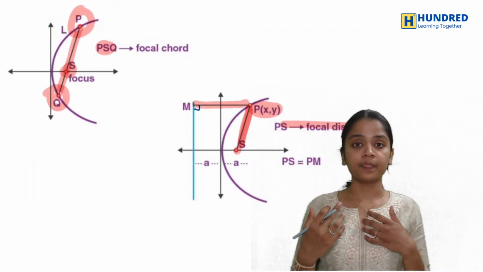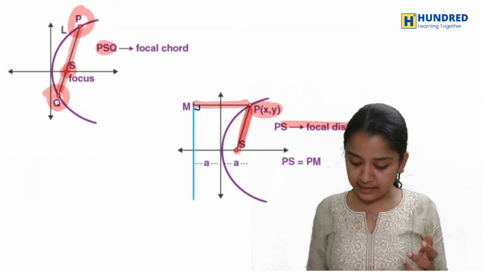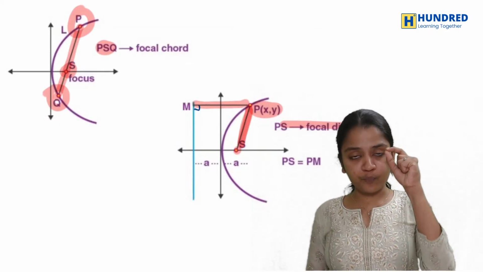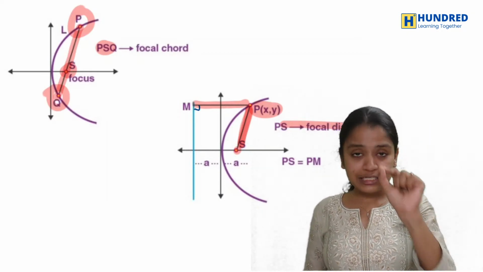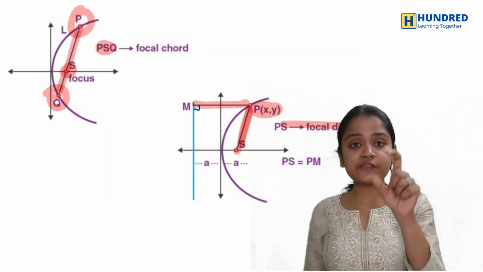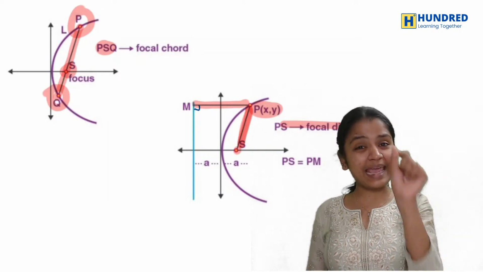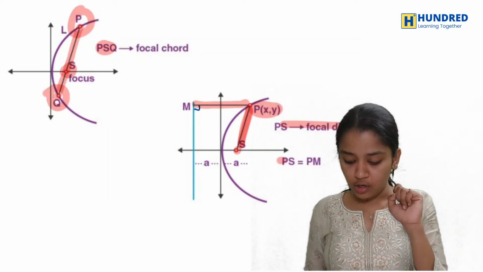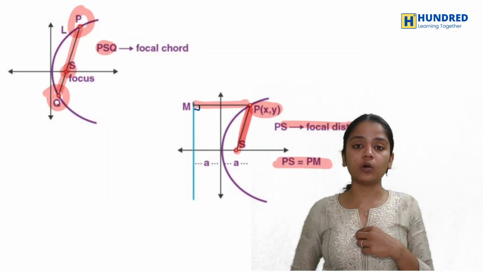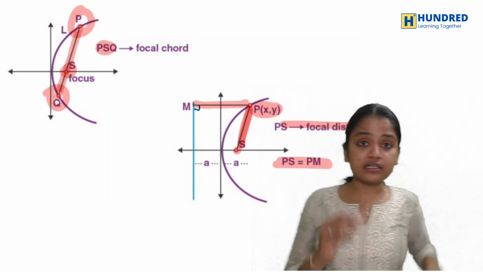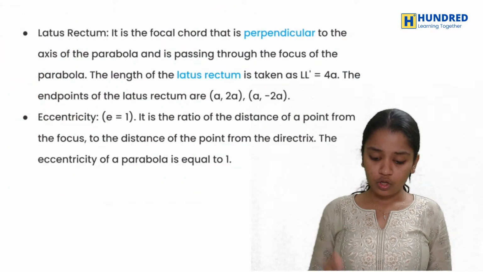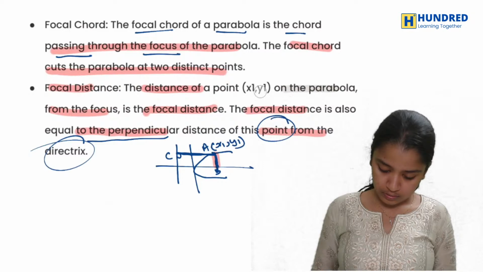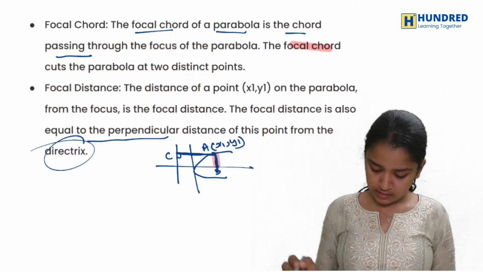Basically, the distance from the focus to the point on the parabola is equal to the distance from the directrix to the same point on the parabola. So PS will be equal to PM. That is what is given here. Let me quickly erase this.